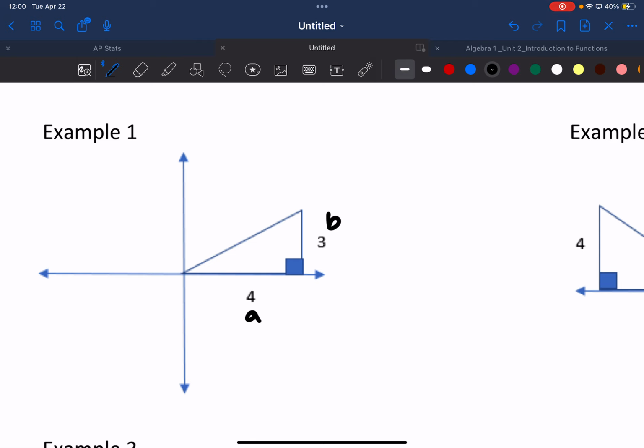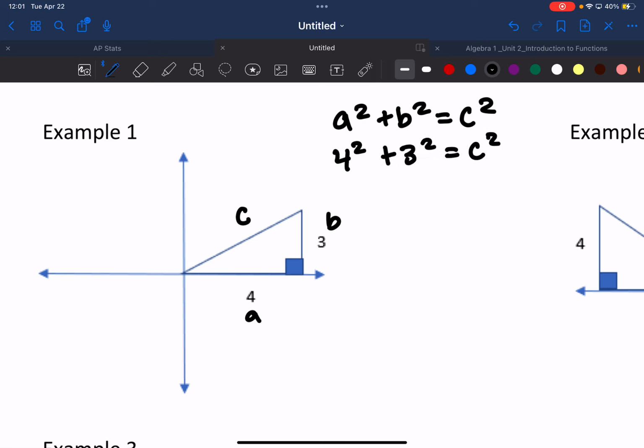The only thing that matters is that we label the hypotenuse what? If the legs are A and B, what's the hypotenuse? C. And then remember our formula is a squared plus b squared equals c squared. So if I plug everything in, that is 4 squared plus 3 squared equals c squared. What's 4 squared? 16. What's 3 squared? 9. So 16 plus 9 gives us 25. So 25 is equal to c squared.